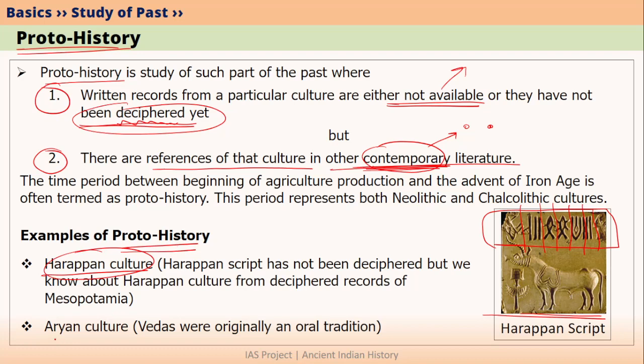Another example is Aryan culture or the Vedic culture. Vedic culture is called proto-history because the Vedas were originally not written. They were transferred from a guru to a shishya in an oral tradition. What do we mean by this?